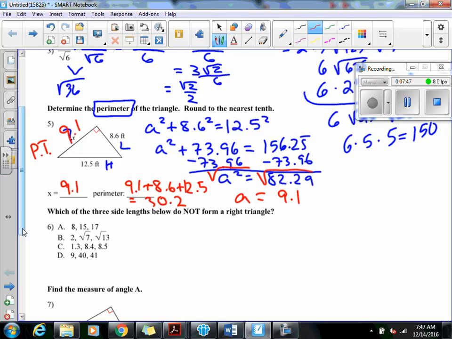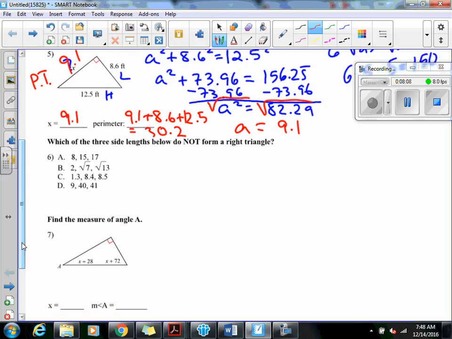Excuse me, second. Without what? No, you can use a calculator. You have to use a calculator for that. Okay?